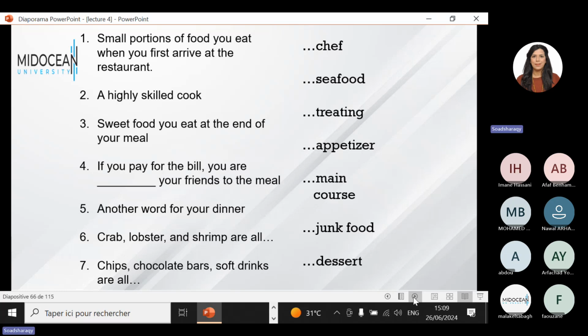Okay, so match the following sentences to the correct words. Number 1, small portions of food you eat when you first arrive at the restaurant. So what do you call this? Who wants to answer? Number 1.